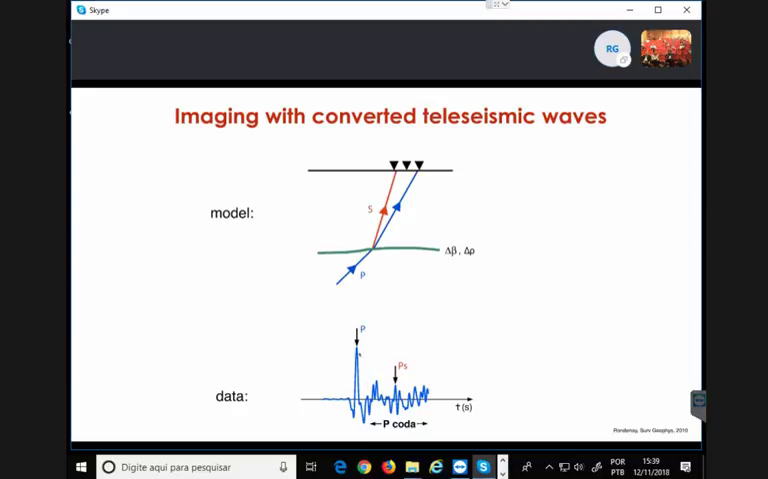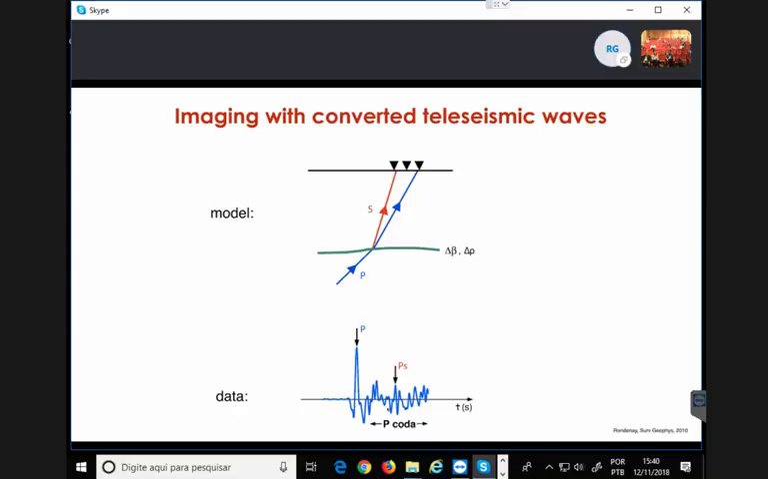To try to generate an image from this, we separate the incident wave field from the converted wave field, basically geometrically at the surface. We deconvolve the incident wave field from the signal that contains most of the converted wave field, and we obtain a signal that looks a bit like this. That's called a receiver function, which was discussed a couple of talks ago.